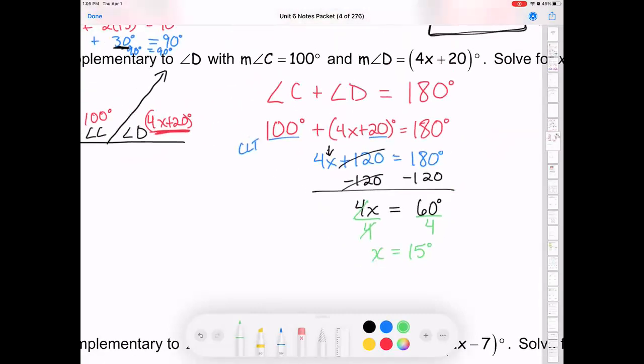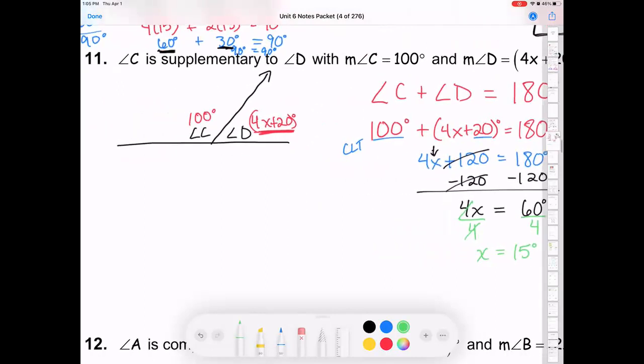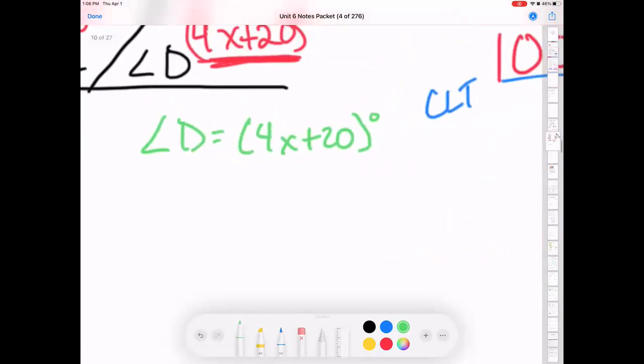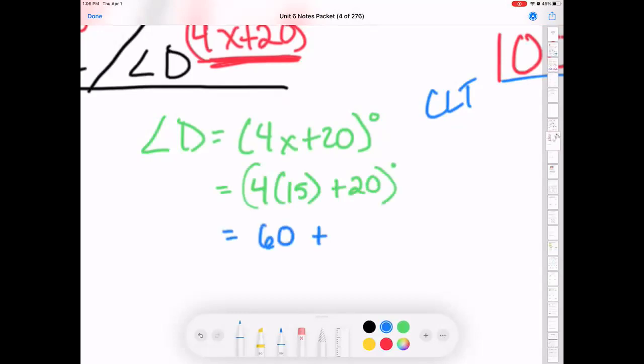Now, as always, we're going to go ahead and try and find out our angle measures. Well, angle C, we kind of already know. But this angle D, which is this 4x plus 20, we're going to go ahead and plug in 15 for that x value. So we end up then with 4 times 15 plus the 20. 4 times 15 comes out to be 60 plus 20. And 60 plus 20 is 80 degrees.